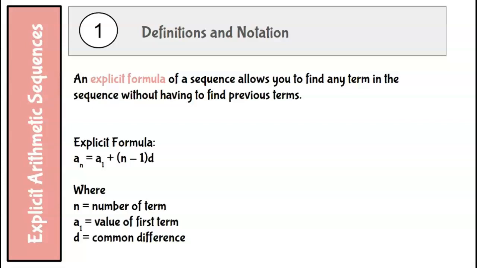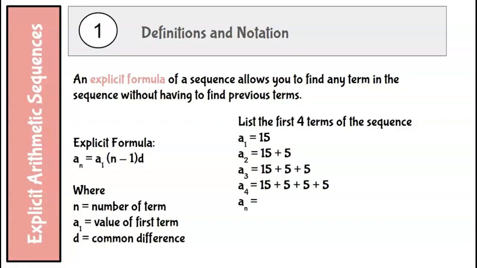So as I said, an explicit formula of a sequence allows you to find any term in the sequence without having to find the previous terms. Here's what an explicit formula always looks like. You can find a sub n equals whatever the first term is plus n minus 1 times the common difference. So n being the number of the term, a sub 1 being the value of the first term, and then d equaling the common difference. Let's take a look at what that looks like.